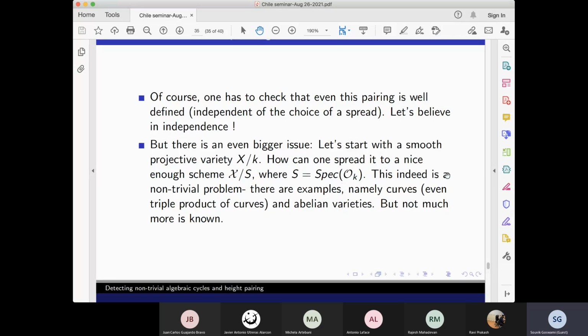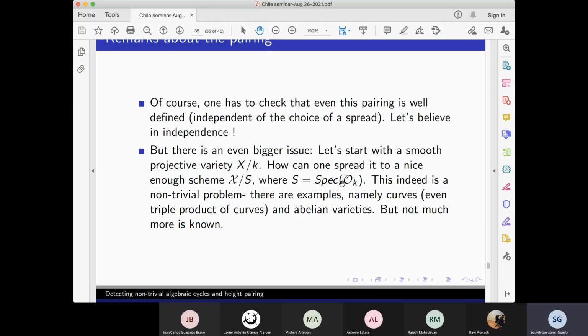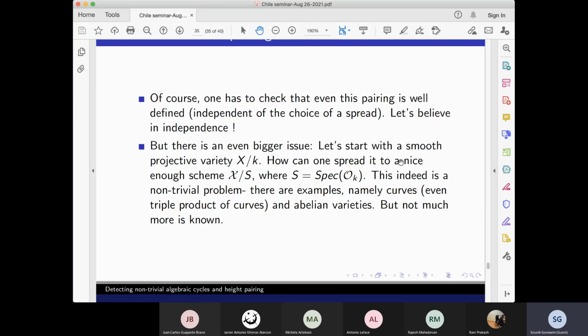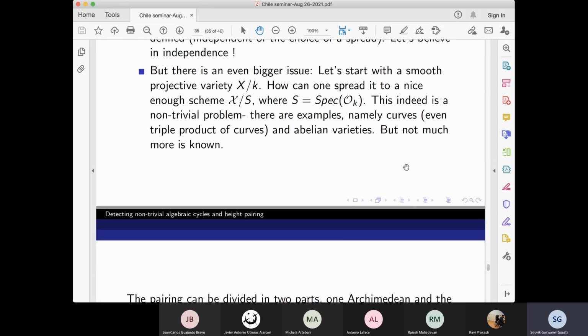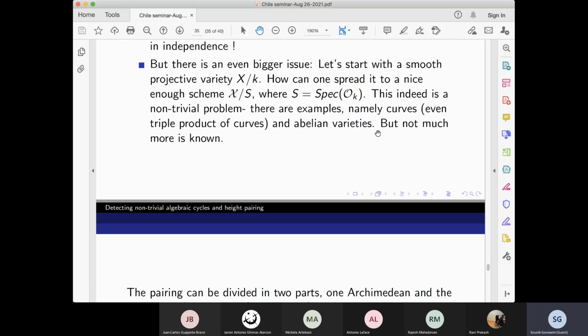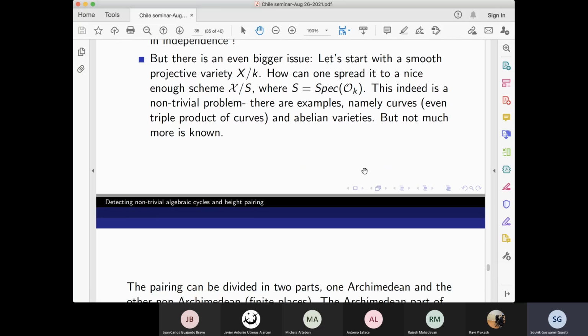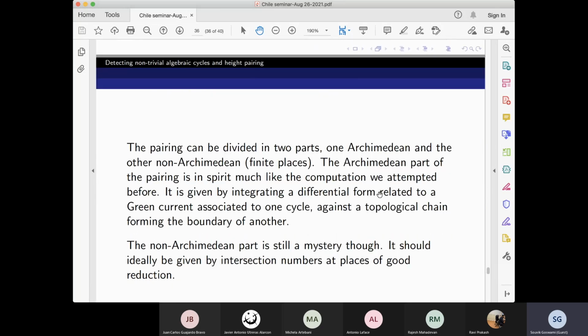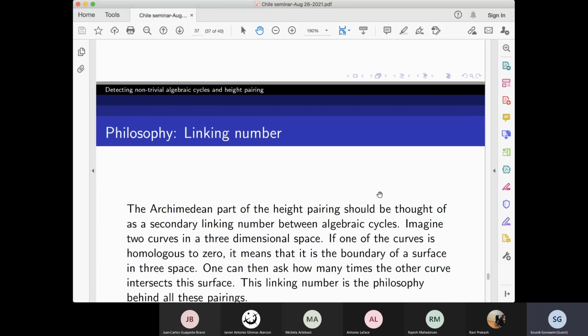So for nice enough examples like abelian varieties, one can play this game. For abelian varieties, for example, one can concretely define this Beilinson pairing. Again, not much more is known. So there are examples: you take triple products of curves. For that, this spreading is known. Okay, so this is fine.